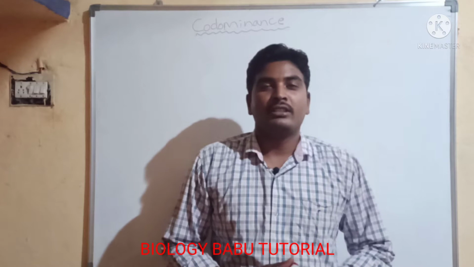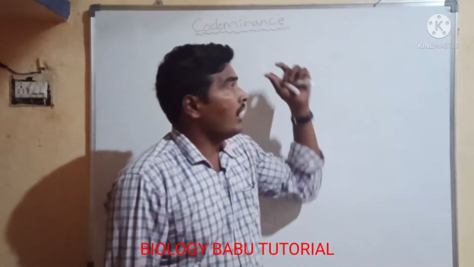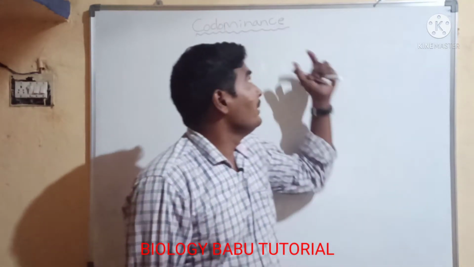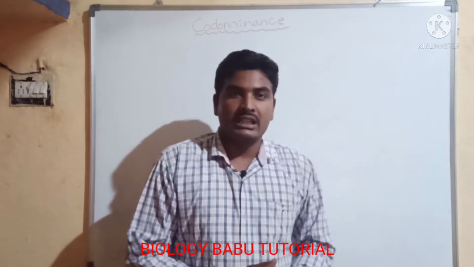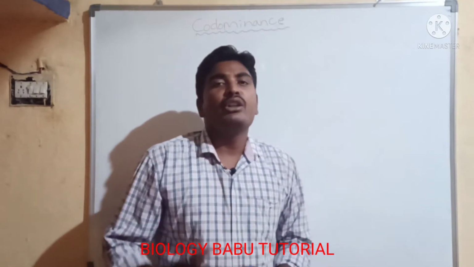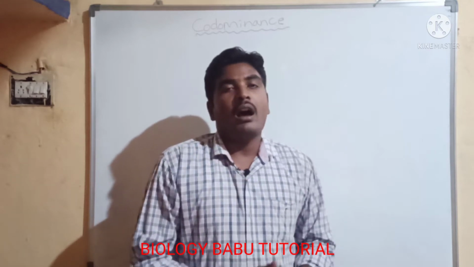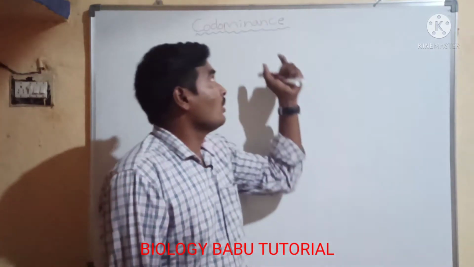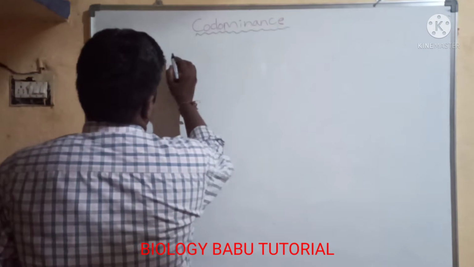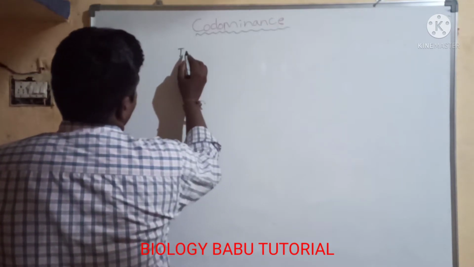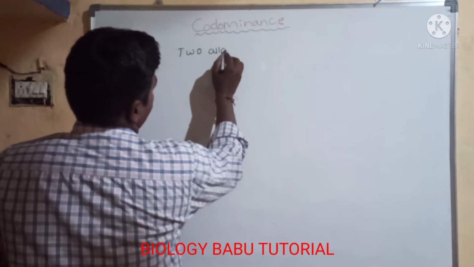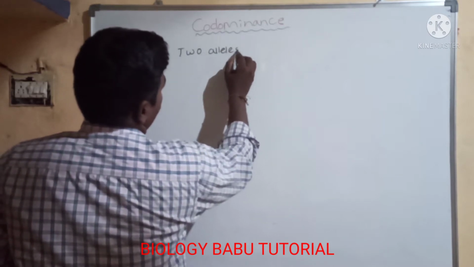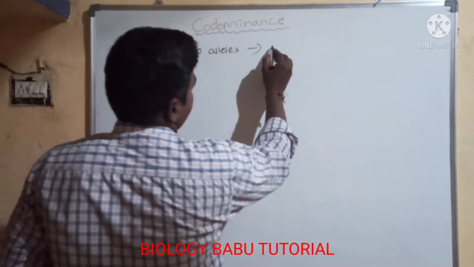Today we are going to discuss codominance. What do you mean by codominant? When the two alleles are heterozygous, and both express their phenotype in the individual, that is called codominance.